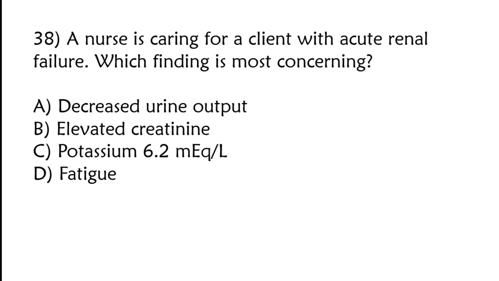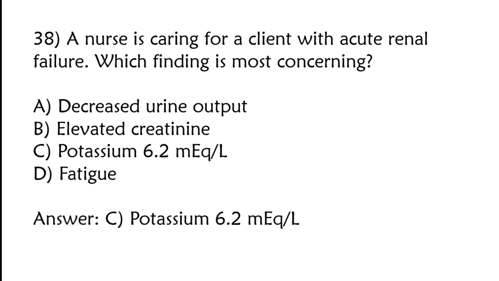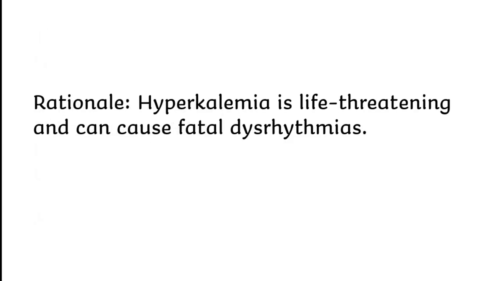A nurse is caring for a client with acute renal failure. Which finding is most concerning? Correct answer is C. Potassium 6.2 milliequivalents per liter. Rationale: hyperkalemia is life-threatening and can cause fatal dysrhythmias.